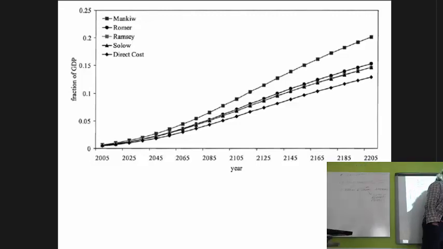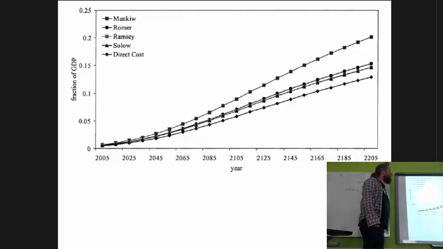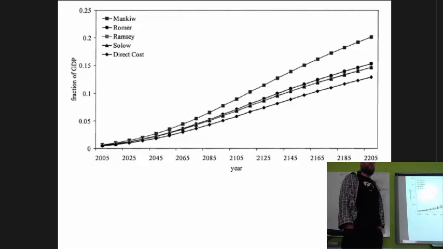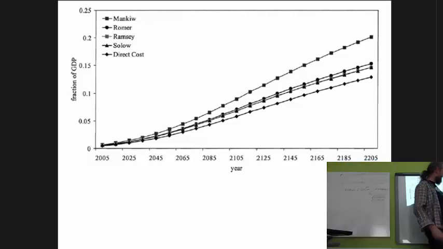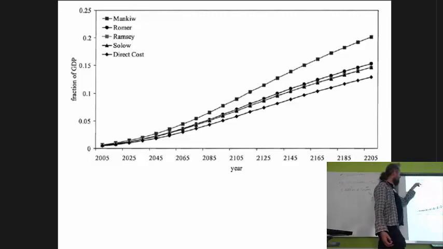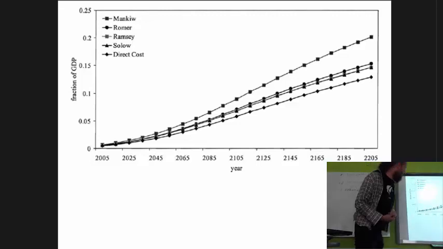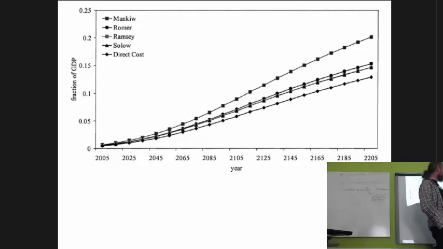Then we show the Ramsey model. And the Ramsey model differs from the Solow model because it endogenizes savings. So savings is no longer a fixed share of output, but it's the optimal share of output. And what you see is that the triangles and the squares cannot be seen. There's no distinction between the two. So the effect on the savings rate is minimal.